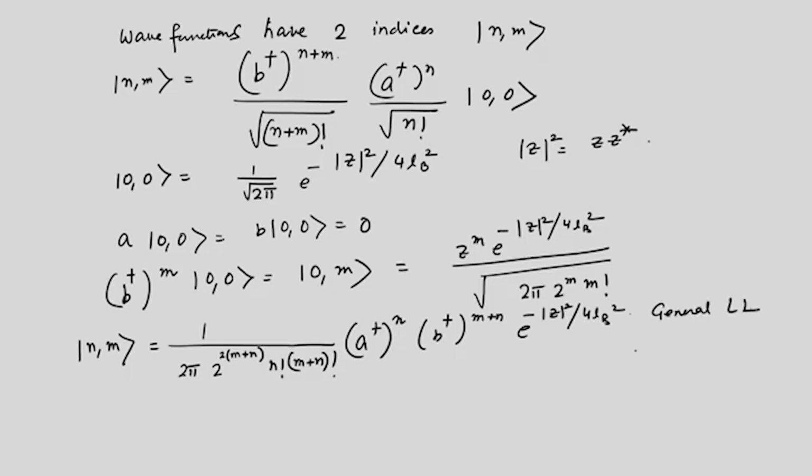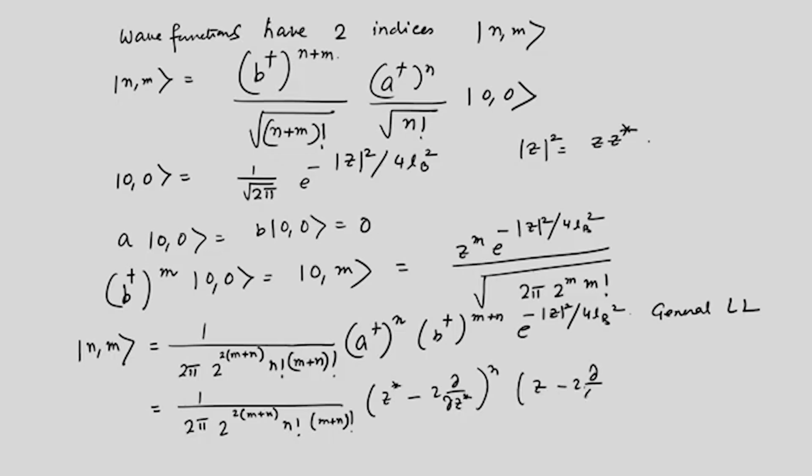Okay. This is the expression for a general Landau level, and then you can write this in terms of z and z star and so on and so forth, and let me still write it once. So, this is 2 pi 2 to the power 2 m plus n, n factorial m plus n factorial, and a z star minus 2 del by del z star to the power n, z minus 2 del by del z to the power m, e to the power minus mod z square by 4 lb square. So these are the general Landau levels.